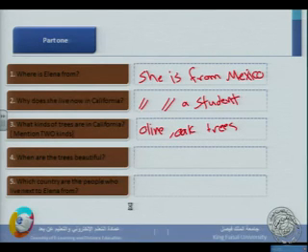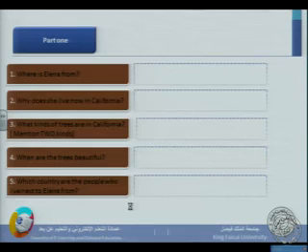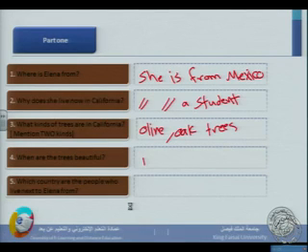Now, when are the trees beautiful? We go back, the trees are beautiful in the summer. So, in the summer.